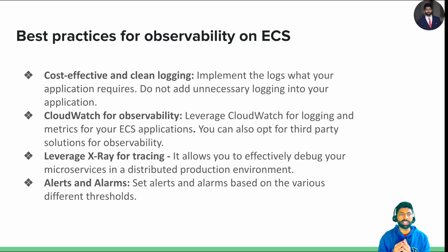The second best practice is to leverage CloudWatch for logging and metrics for your ECS application. You can also choose a third-party solution for observability. However, the AWS native option is CloudWatch. The third best practice here is to use X-Ray for tracing, because X-Ray allows you to effectively debug your microservices in a distributed production environment. And the fourth best practice here is that you need to set alarms and alerts based on various different thresholds to effectively detect issues in your application which is running on ECS.